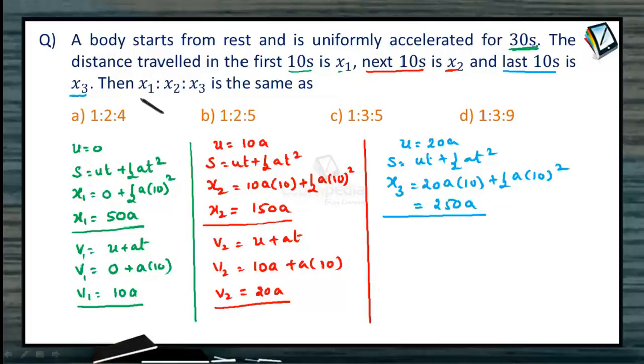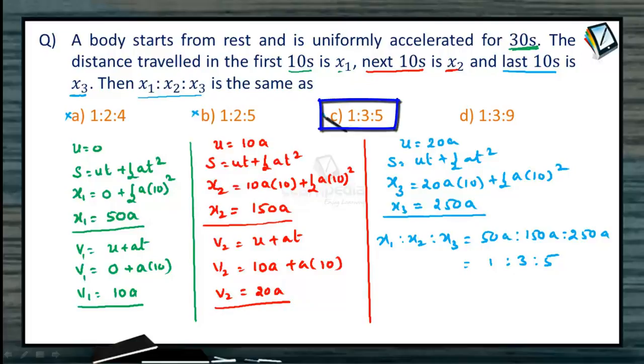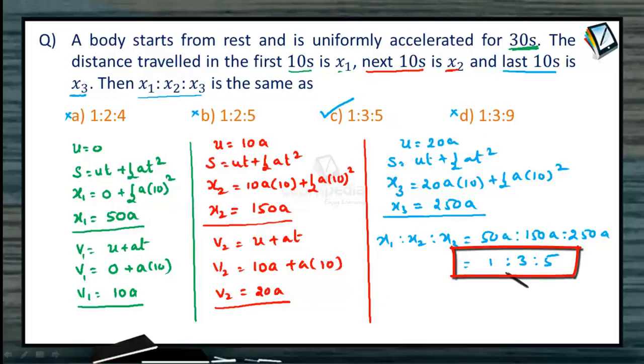Now we want x1 : x2 : x3. So x1 : x2 : x3 is equal to 50a : 150a : 250a. So the ratio is 1 : 3 : 5. So the correct option: 1 : 2 : 4 is wrong, 1 : 2 : 5 is wrong, 1 : 3 : 5. Option C is the correct option. So the correct option will be 1 : 3 : 5.